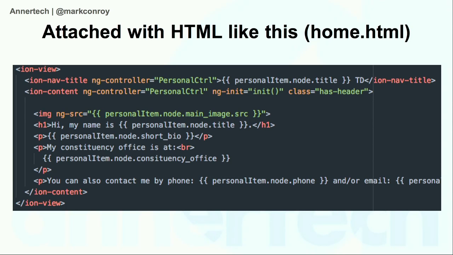Then we've got a second directive here. So this is ion content. This is our body tag, basically. And that also uses the same controller called personal controller. And it initializes as being empty. That init should probably be in your JavaScript file. And we give it a class of header. And we've got an image source.